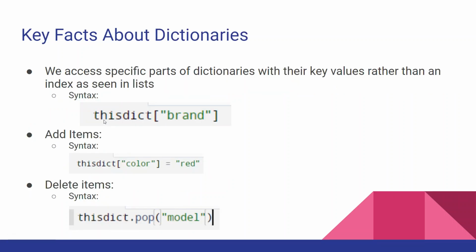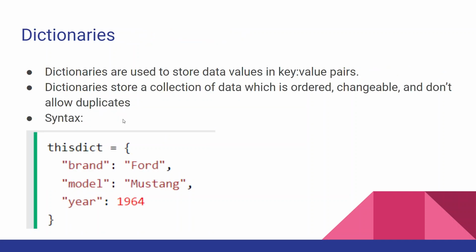So let's look at an example. We have this dict['brand']. You can notice that we have the same braces as we did for a list. However, the different thing is that rather than using an index, we're using a key now. So if we did this dict['brand'], we would get Ford. Another thing to acknowledge about dictionaries is that it's a collection of data which is ordered and changeable. However, you can't have duplicates, meaning you can't have two of the same name for the keys.